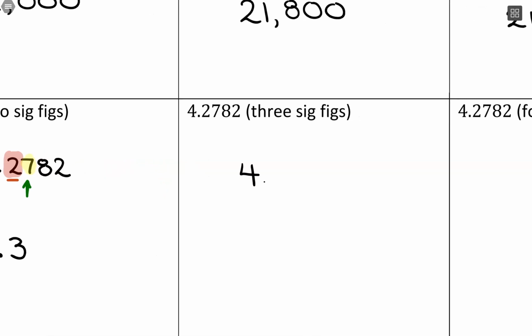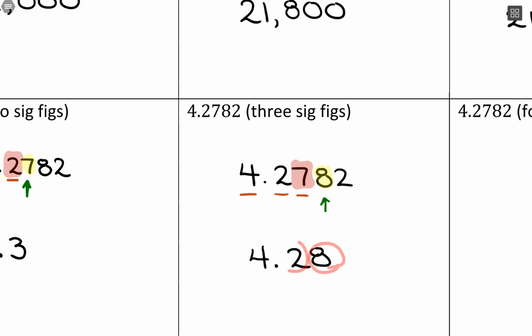For 3 significant figures with this one, counting from the left, 1, 2, 3, so 7 is my rounding digit. And so 8 is going to be my tester, and we're going to round up because 8 is large. So that is going to give me 4.2, 7 rounds up to 8. And then again, we don't want to include the zeros there because that would add more sig figs. And right now we're at the perfect number of 3 of them.